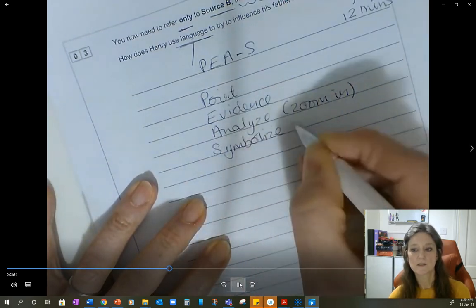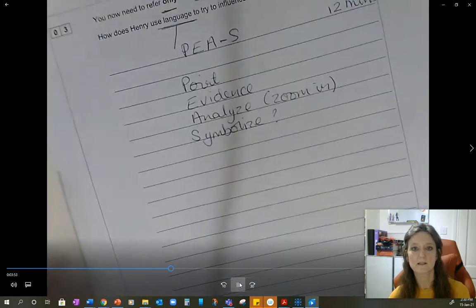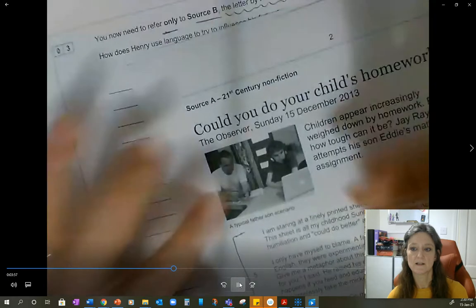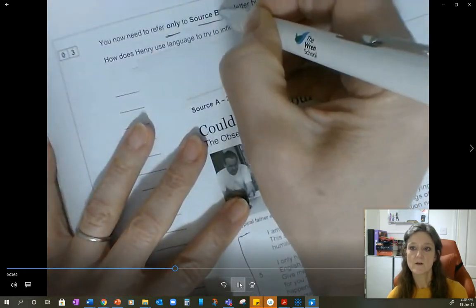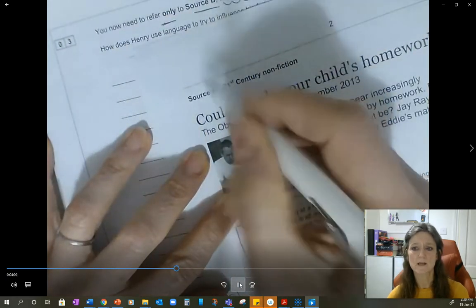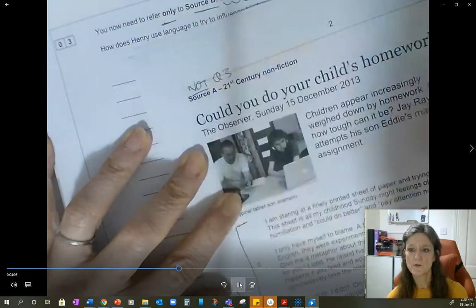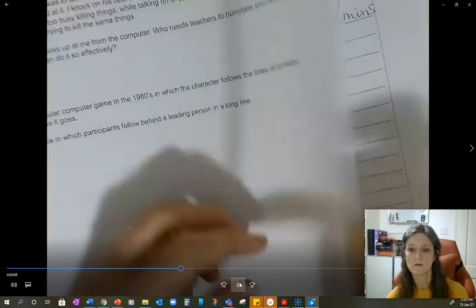What does the language symbolize? Okay, so let's see if we can take that language deeper. So point, evidence, analyze, and what does it symbolize? So it's source B. Don't write about source A. Someone always does. So not question 3. No. Don't do source A for question 3, because that's wrong.